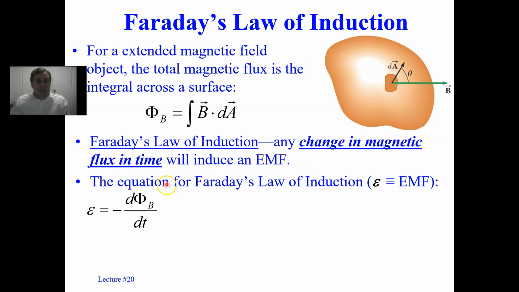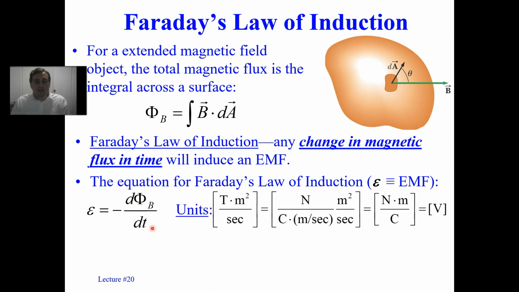So here is the basis equation of Faraday's law. It's capital epsilon, that's the EMF, is equal to minus d phi sub B dt. That is the opposite of the time rate of change of the magnetic flux with respect to time.